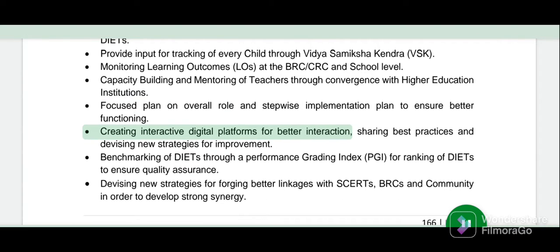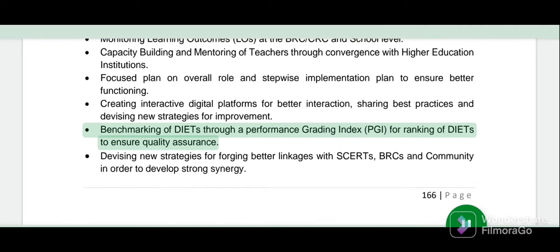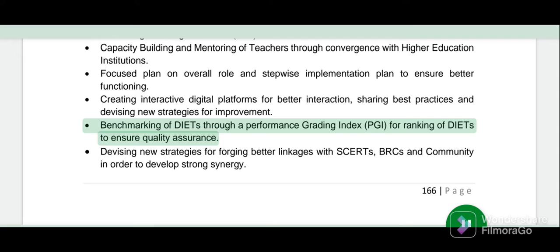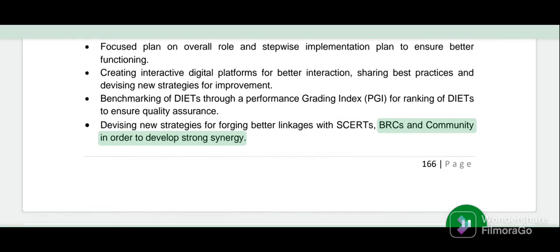Creating interactive digital platforms for better interaction, sharing best practices and devising new strategies for improvement. Benchmarking of DIETs through a Performance Grading Index (PGI) for ranking of DIETs to ensure quality assurance. Devising new strategies for forging better linkages with SCERTs, BRCs and the community in order to develop strong synergy.